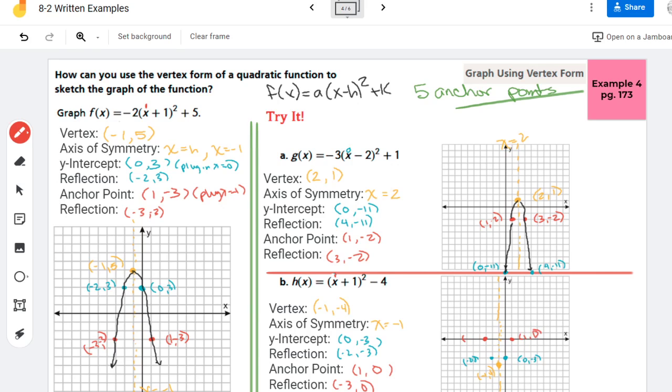So now that I have my quadratic all plotted out, I can go ahead and try to draw a relatively decent U shape.